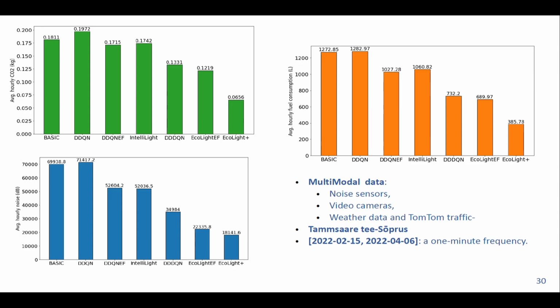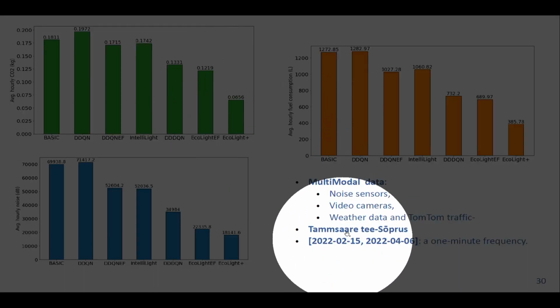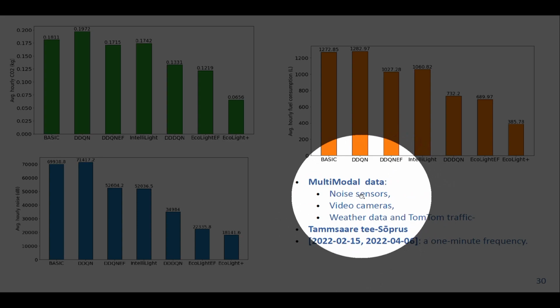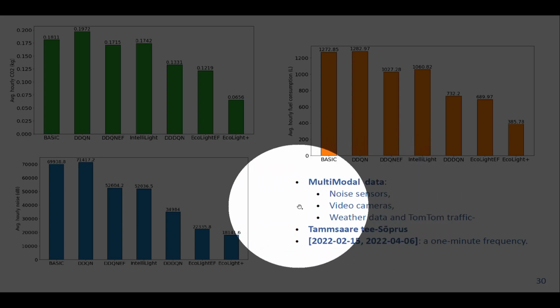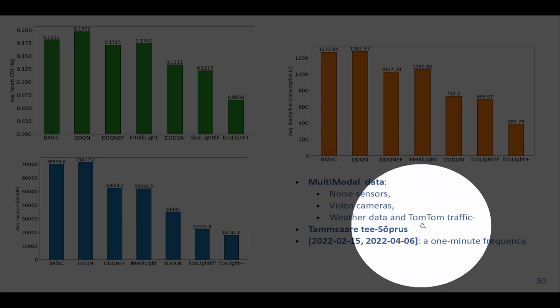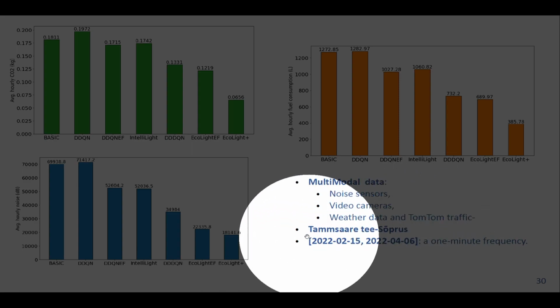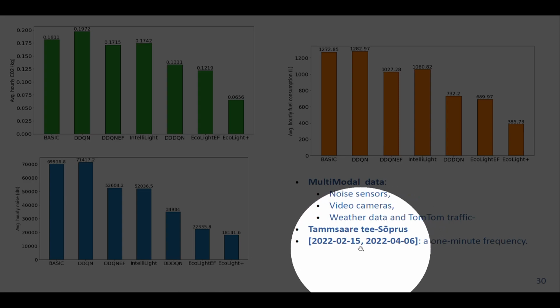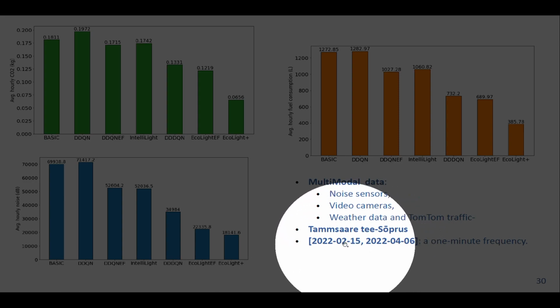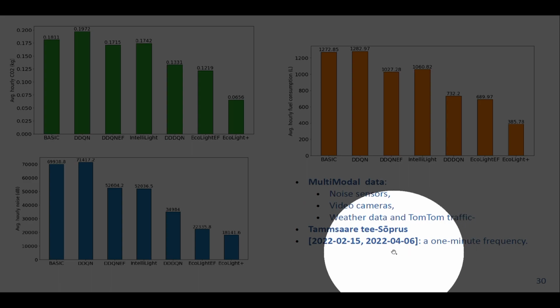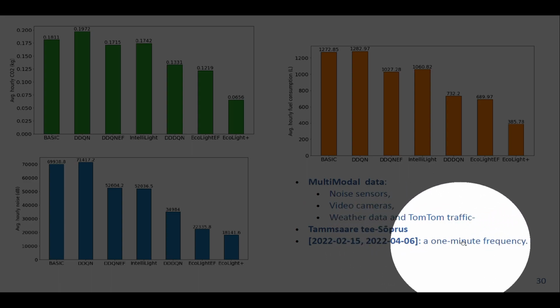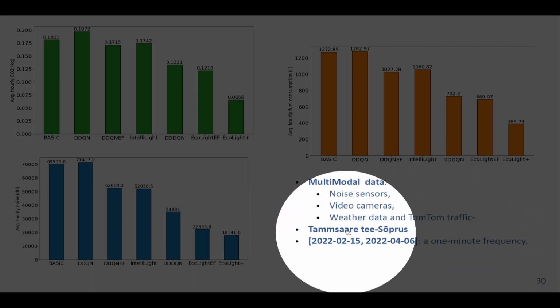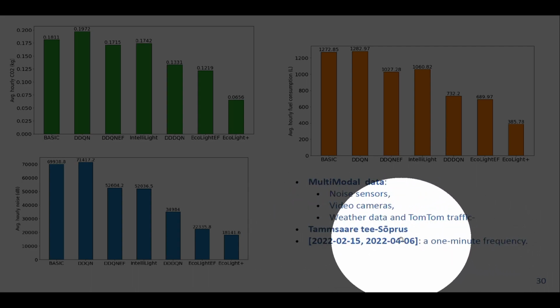So let us focus on the data. So we were using this multimodal data. So we were using noise sensors, video cameras, weather data, and TomTom traffic data. And so we considered almost 2 months, from 15th of February until 6th of April. And the frequency is 1 minute frequency data, okay? So, and we are considering the Tampere-Sopuruza intersection in the city of Tallinn.